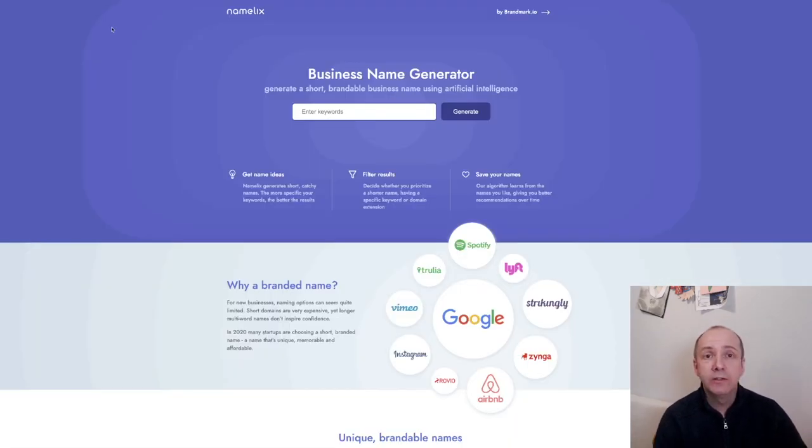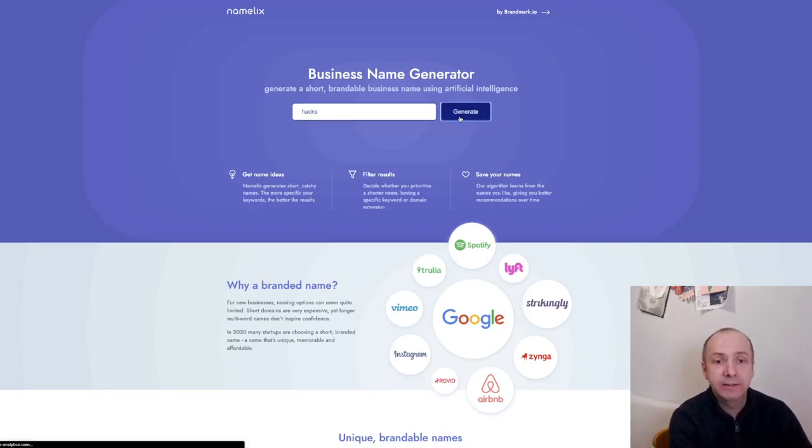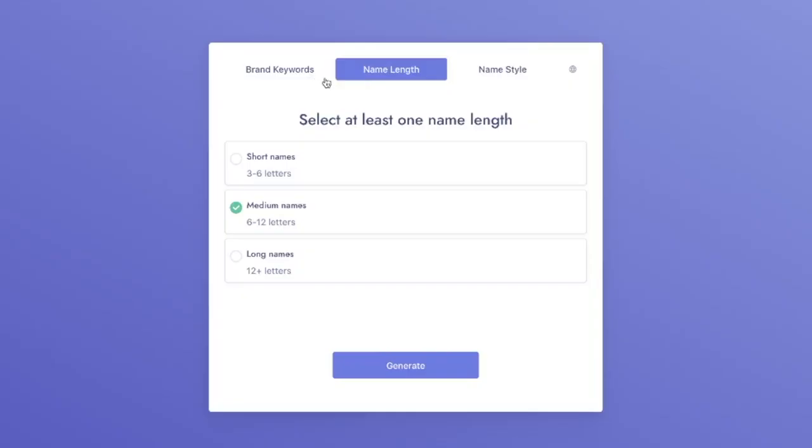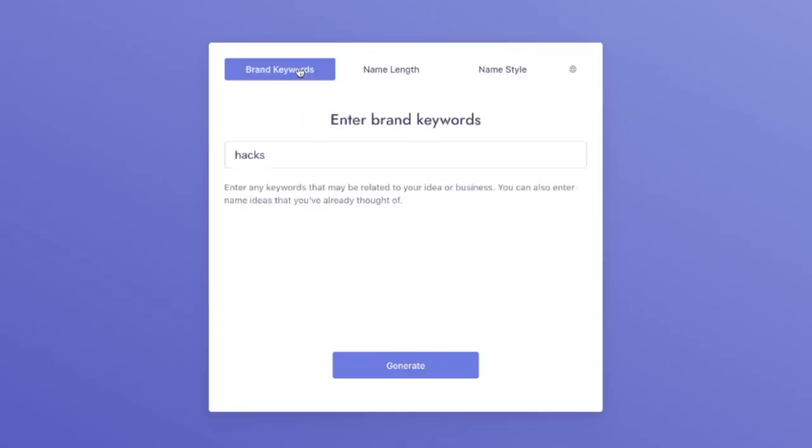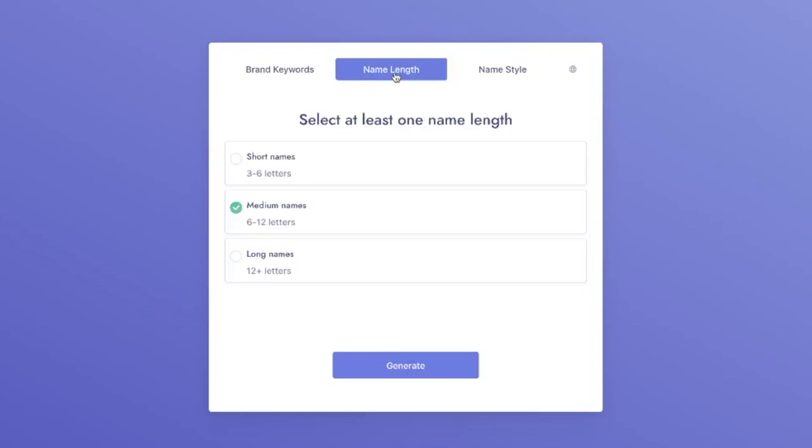So I use this one. This is Namelix, so L-I-X. This is a business name generator. It's where you can get ideas for business names or brand names, and it gives you some ideas. So let's just type the word hacks in here and see what it comes up with. So it gives you a choice. You can have the brand keyword, so enter a type of brand, so the keyword is hacks. We could choose by name length, so short name, medium name, long name, or name style.